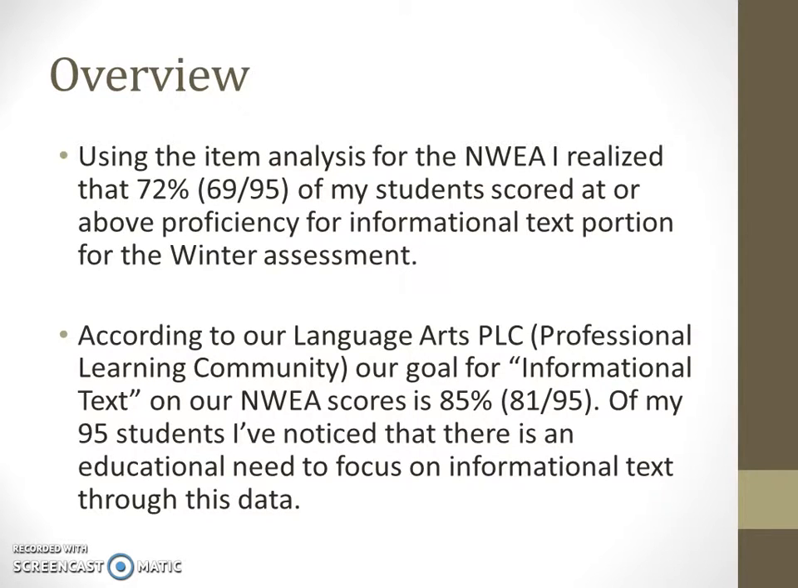So a little overview of my lesson is that we do NWEA testing, and for the winter assessment, we scored 72% on the informational text, and we need to get that up to an 85% according to our PLC, our professional learning community for language arts. So I just need to make up that 13% differential, and I think I can do that, focusing on informational text, but more importantly, the argument writing part of it. So like claim, reasoning, evidence.